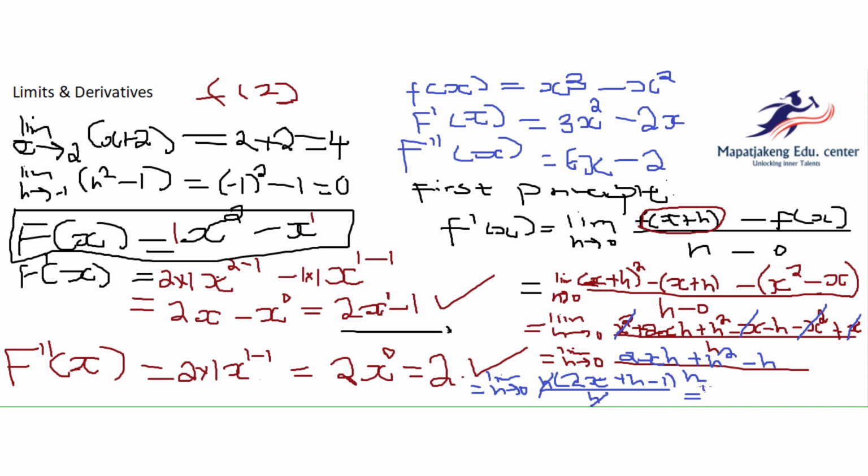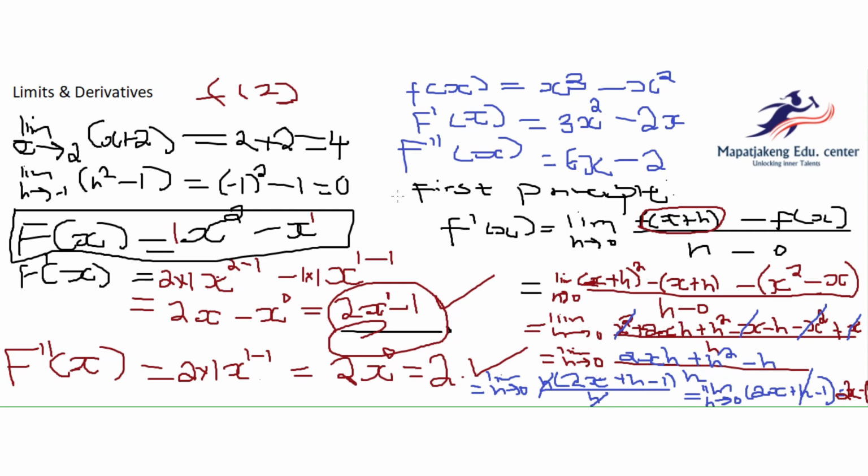Yes. Then now we're only left with limit as h approaches 0, where you're only left with 2x plus h minus 1. Then this one is very easy. Where you see h, you make it 0, then this becomes 0. Your answer is only 2x minus 1. 2x minus 1 here is the same as 2x minus 1 there.